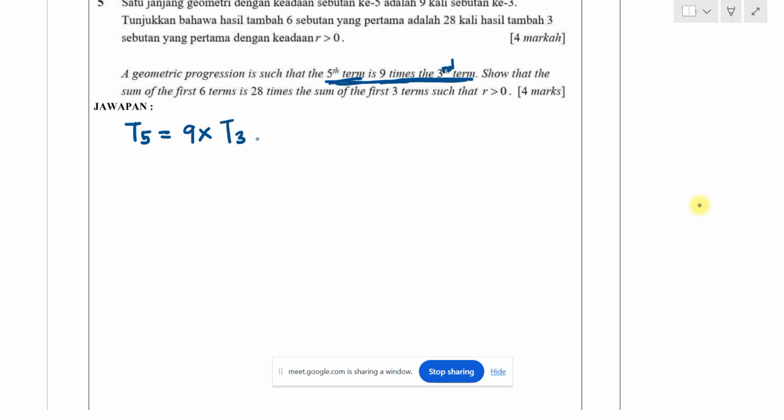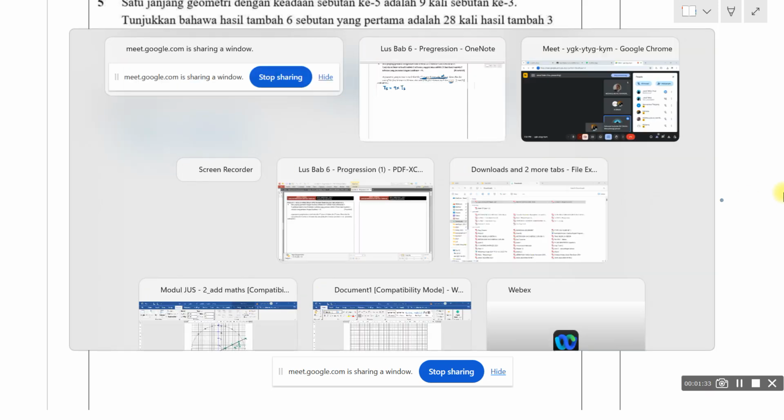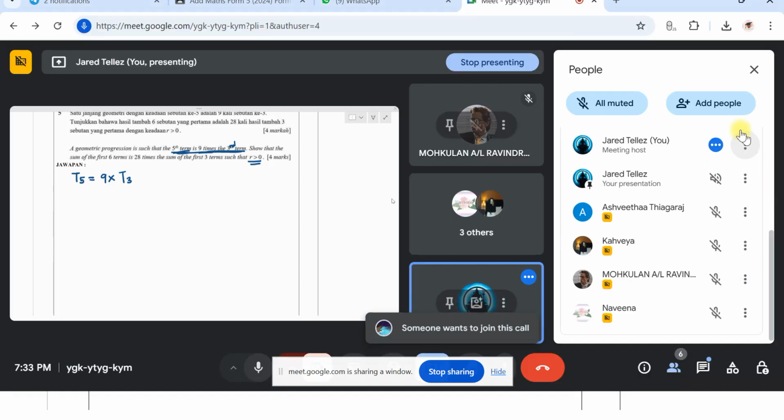But they don't give A, they don't give R. They only give R as positive. R greater than 0 is positive. And the purpose of the question is proving something else: the sum of the first 6 terms is 28 times the sum of the first 3 terms. Maybe when we do this, we will get something. We will see that.